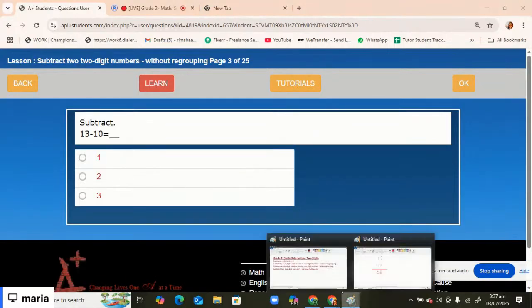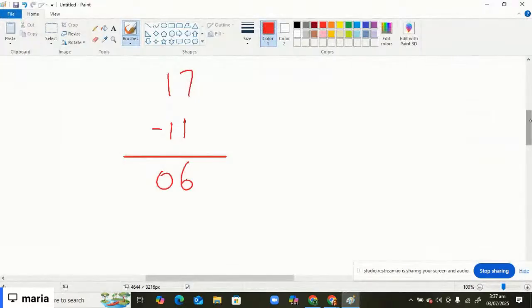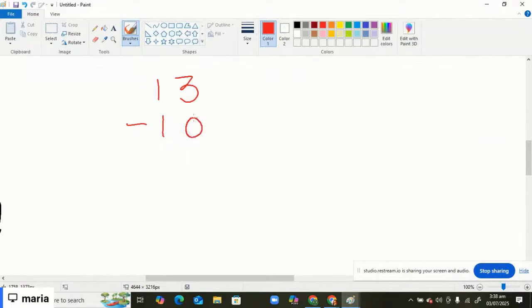Here we go with 13 minus 10. Every number that is subtracted from the 0, we can get that number. Okay. So when you are going to subtract some numbers from the 0, then you get back that number. So here is 3, then minus 0.